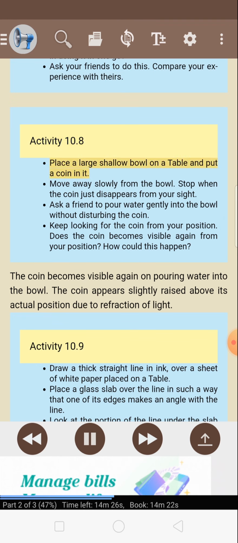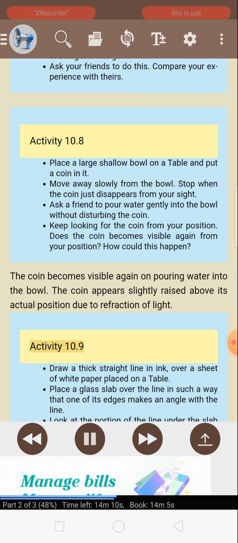Activity 10.8. Place a large shallow bowl on a table and put a coin in it. Move away slowly from the bowl. Stop when the coin just disappears from your sight. Ask a friend to pour water gently into the bowl without disturbing the coin. Keep looking for the coin from your position. Does the coin become visible again from your position? How could this happen? The coin becomes visible again on pouring water into the bowl. The coin appears slightly raised above its actual position due to refraction of light.